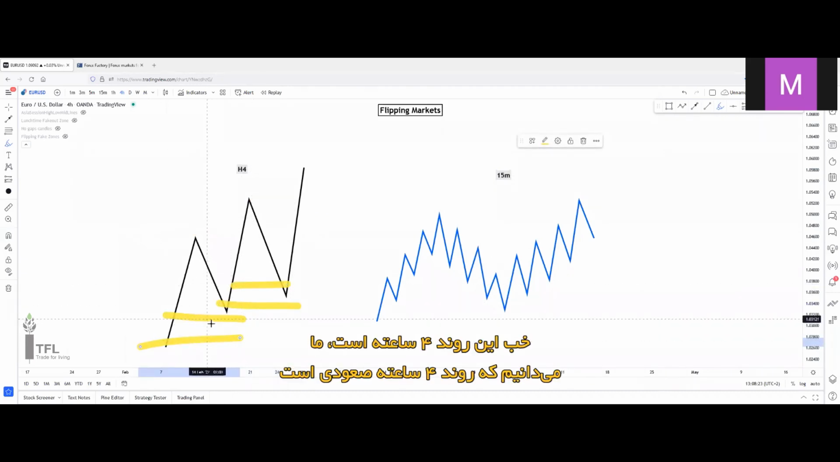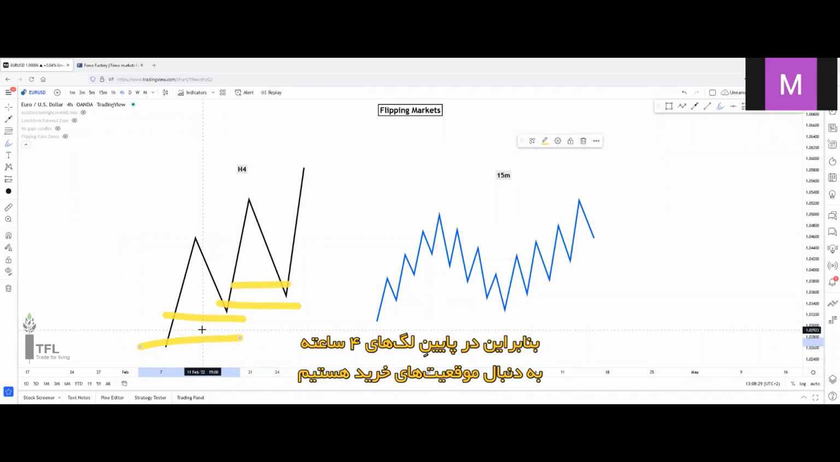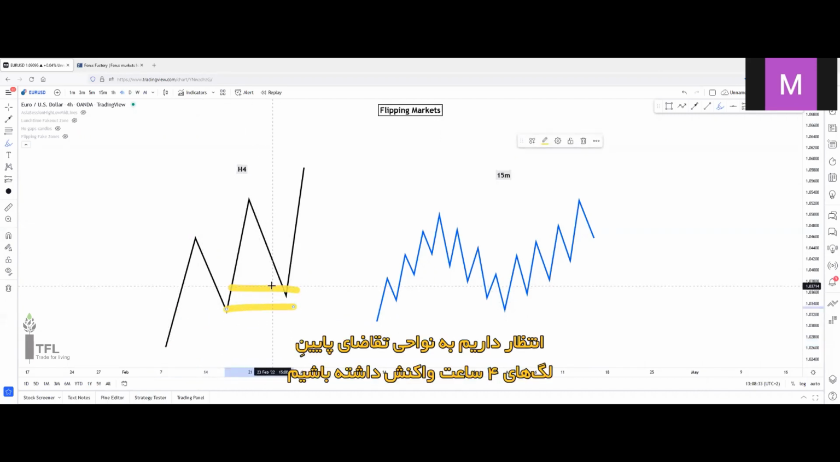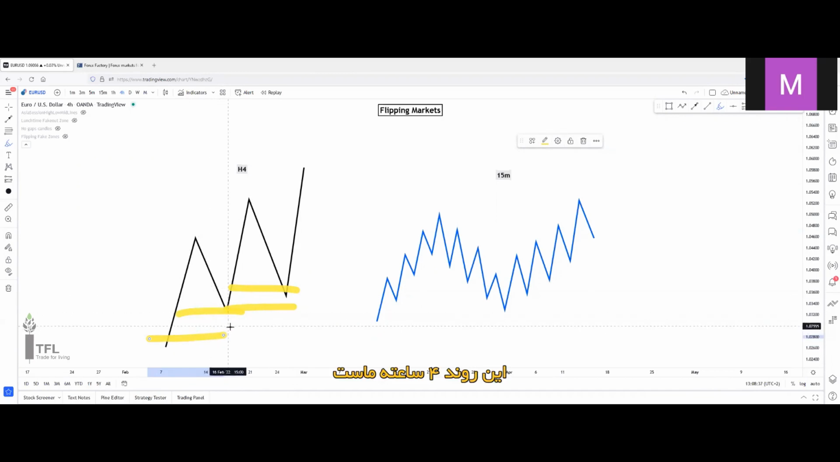Okay, so this is our 4-hour structure. We know that the 4-hour trend is bullish for us, so we'll be looking for long opportunities on the bottom of the 4-hour legs. We are expecting a demand reaction on the bottom of the 4-hour legs, right? This is our 4-hour trend.